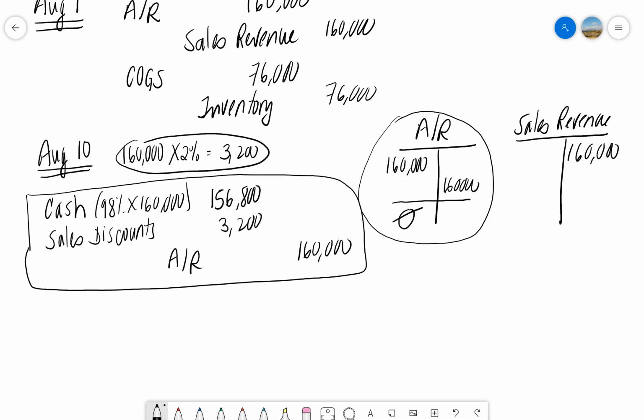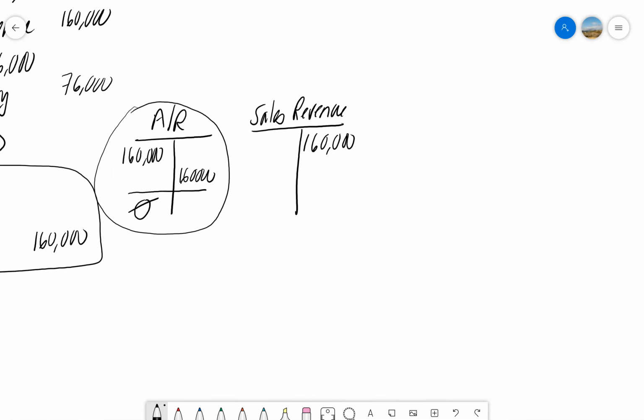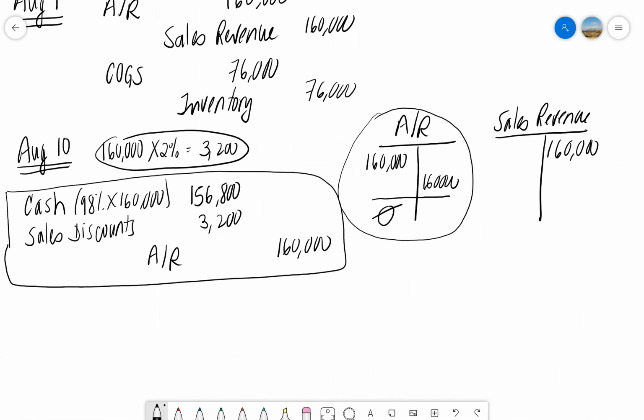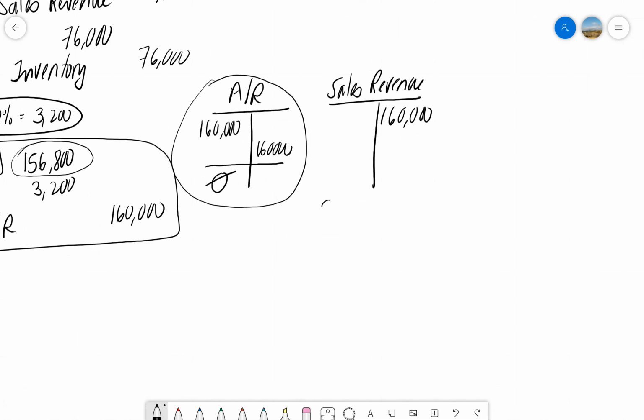If you think about it, let's move back to our T accounts. Our sales revenue is $160,000. But in actual fact, what should our sales revenue be? Our sales revenue should be $156,800 because that's actually what we collected from the customer. So we have this contra account called sales discount. And remember we said with contra accounts or companion accounts, they always have the opposite sign. So sales revenue has a credit amount. Sales discount will have a debit amount.